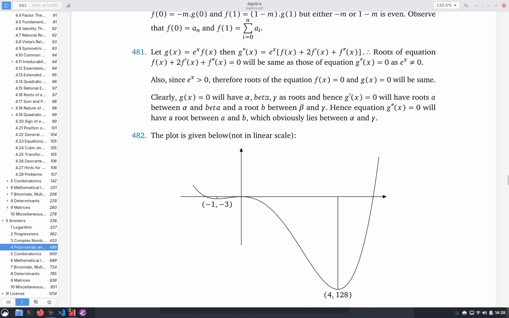So clearly, g of x equal to 0 will have alpha, beta, gamma as the roots, same as f of x. And g prime x will have a root a between alpha and beta and a root b between beta and gamma. And therefore, the equation g double prime x will have one root between a and b, which obviously lies between alpha and gamma.